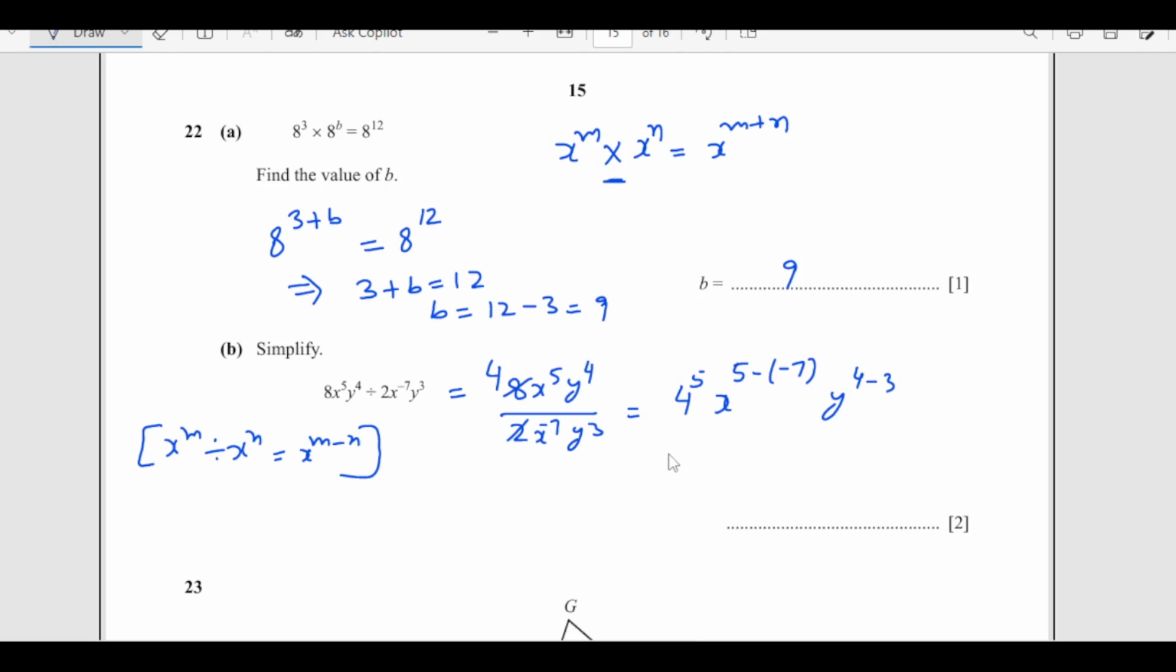So this is 4, and x power 5. No, this is a mistake I have made here. There is no power on the 4. So this is 4x power 5 minus negative 7, that is 5 plus 7, it is 12, and y power 4 minus 3, it's 1. So the final answer is 4x power 12 and y, right?